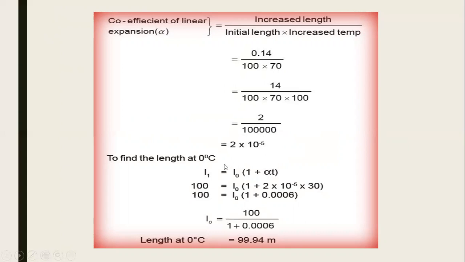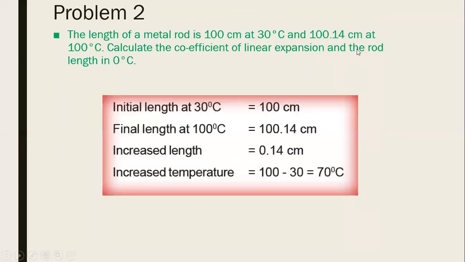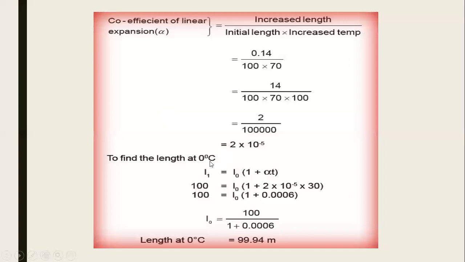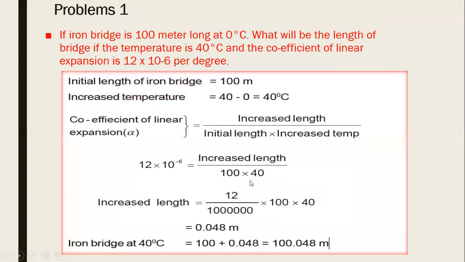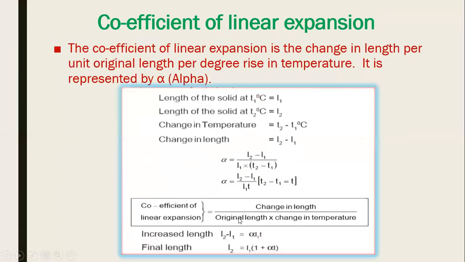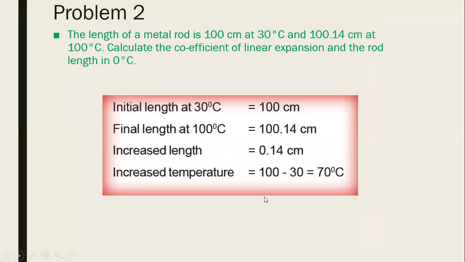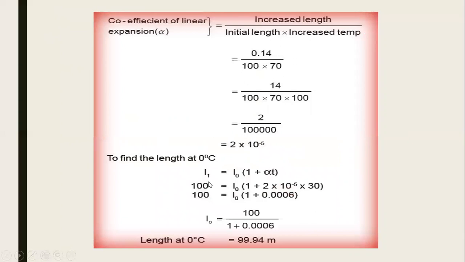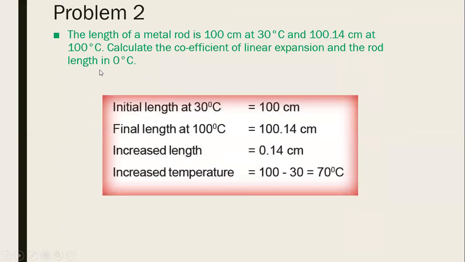Then you have to find the rod length at 0 degrees Celsius. Okay, so that time you have to use the equation L2 is equal to L1 (1 plus alpha delta T), which you already studied here. You can arrange it. L1 is the initial length, 100 centimeter, which is equal to L0. L0 means length at 0. You have to find the length at 0.